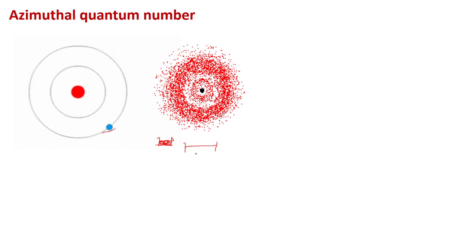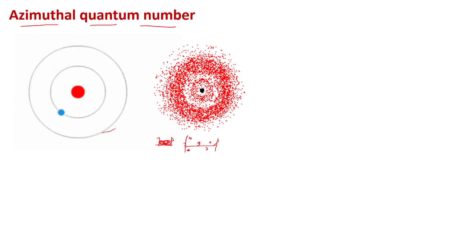Now, there is one number that is called the azimuthal quantum number. The azimuthal quantum number is nothing but a mathematical probability of where the electron can be seen around the nucleus. So, suppose this is the path, the electron can be seen here, it can be seen here, here, and so on.